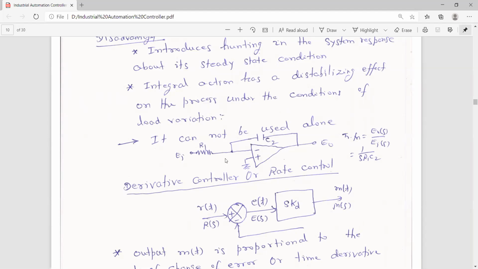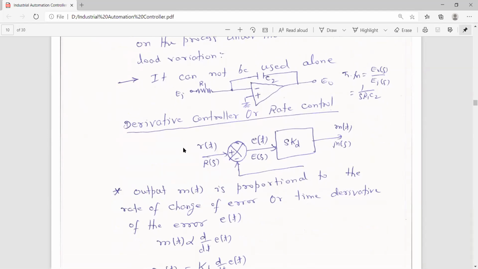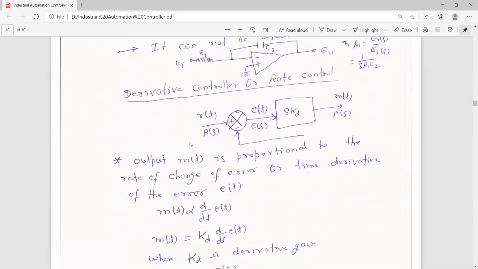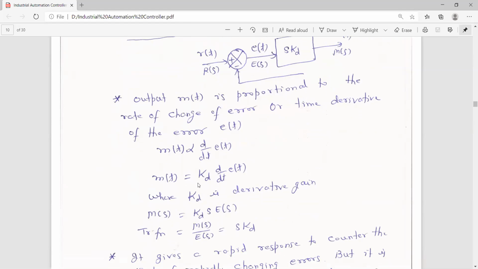Again, this one can be realized by using an operational amplifier, which we have not discussed in detail here. Then another type is the derivative controller, which is also known as rate control. Here the relationship is that the output MT of the controller is proportional to the rate of change of the error signal. Means MT is proportional to DET by DT, or MT is equal to some proportionality constant, here KD, times DET by DT, where KD is the derivative gain.